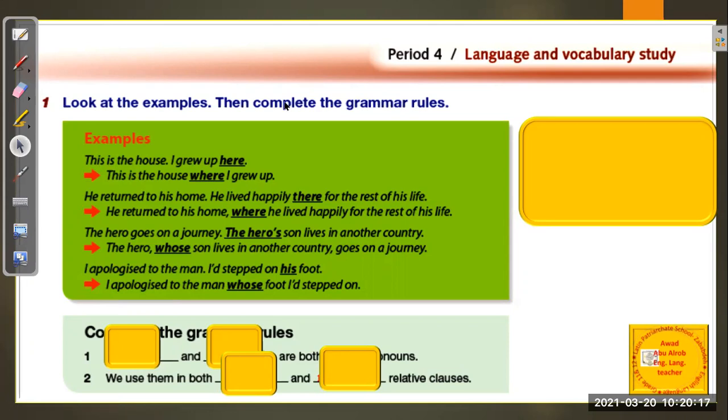This is the house. I grew up here. This is the house where I grew up. He returned to his home. He lived happily there for the rest of his life. He returned to his home where he lived happily for the rest of his life.